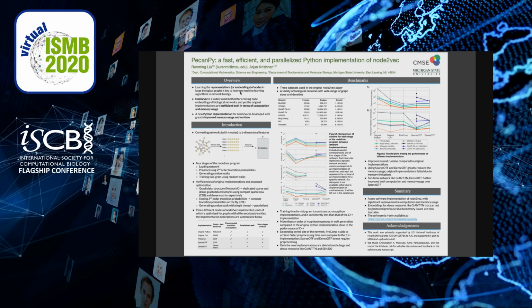However, the original implementations of Node2vec, one of which is written in Python and the other one in C++, are inefficient both in terms of computation and memory usage, and hence are unable to handle large-scale dense networks. Here, we have developed a new Python implementation of Node2vec with great improvement in both memory usage and runtime. Now, let me give a little bit of context about how Node2vec works and how we manage to improve the computation performance and memory usage.